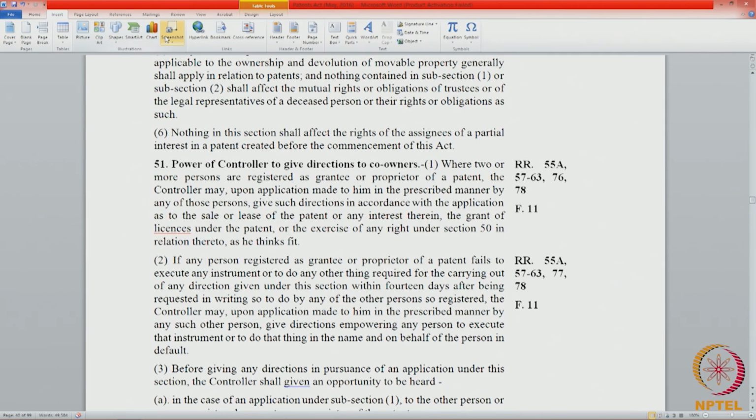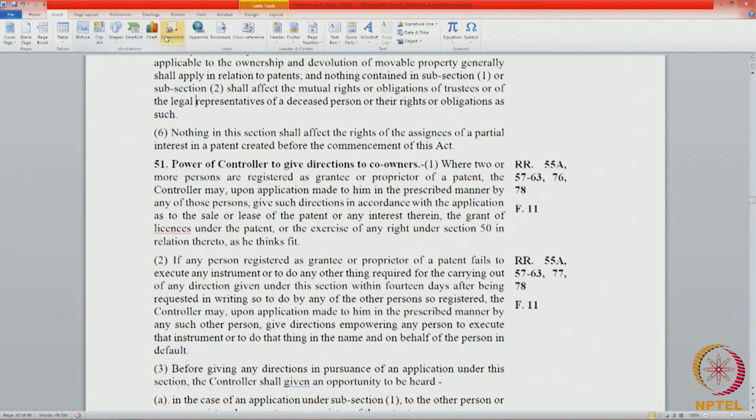But it is different when it pertains to a license. If you need to get a license or a share in a patent, then you need to get the consent of the co-owners. And we also saw that the laws applicable to the rights of co-owners in a patent will be the same as the laws pertaining to movable property in India.